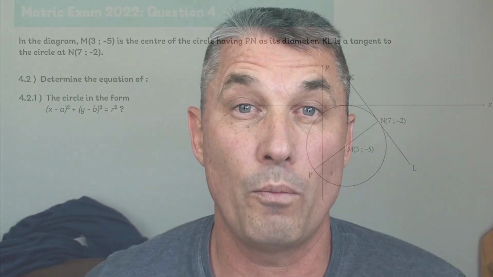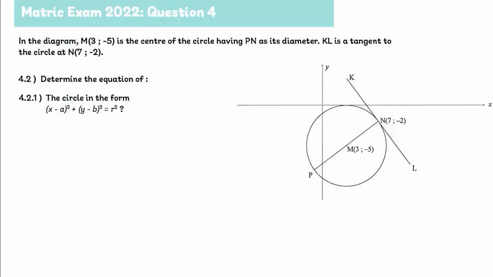We're on to question 4.2. Let's have a look. Determine the equation of, and then 4.2.1, the circle in the form (x minus a) squared plus (y minus b) squared equal to r squared. From this, we know that that is actually the formula of a circle. And basically, all we need to do is populate the variables.